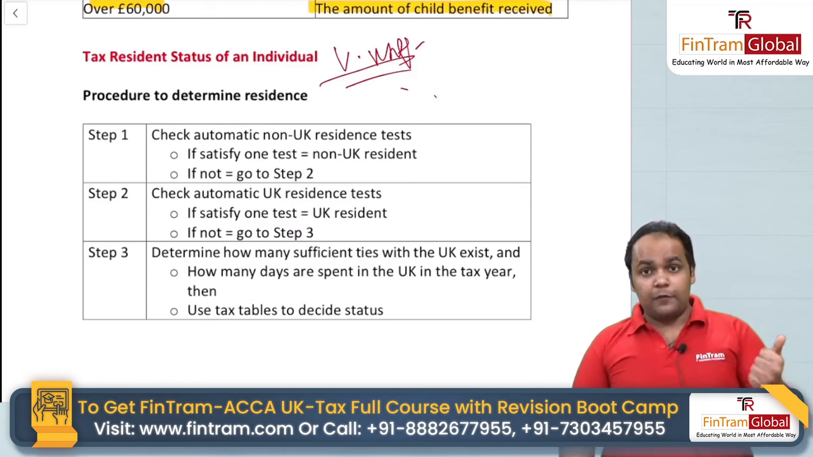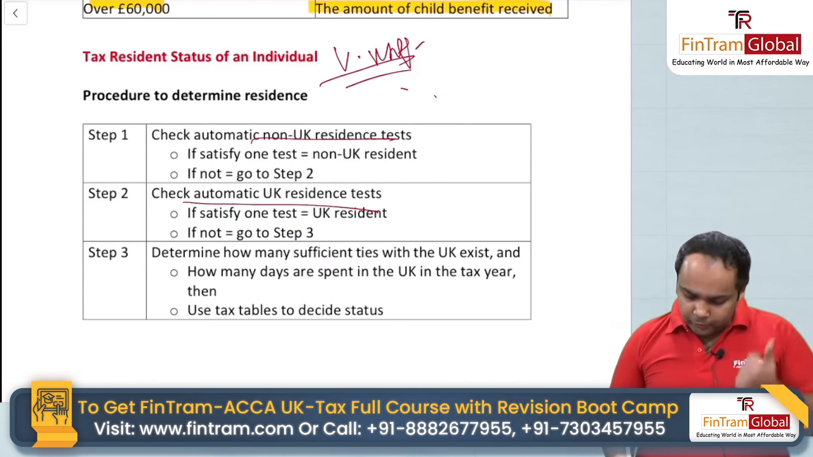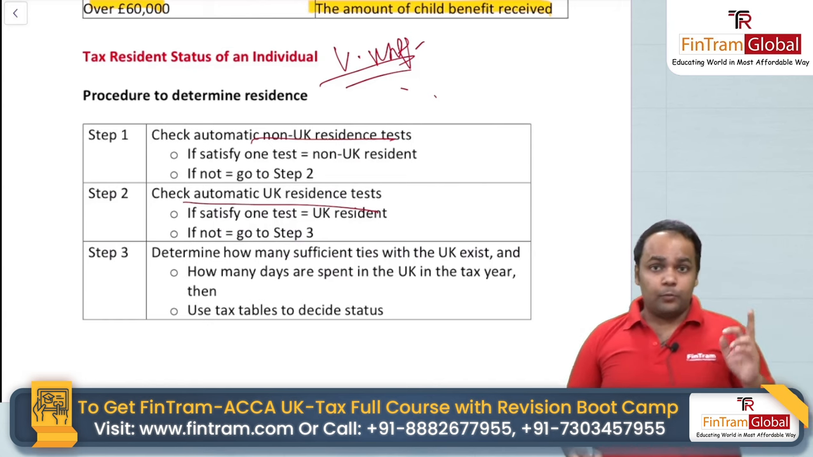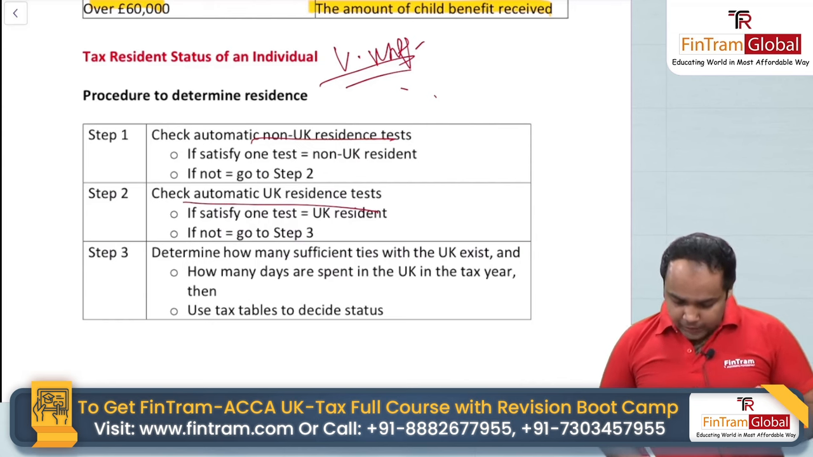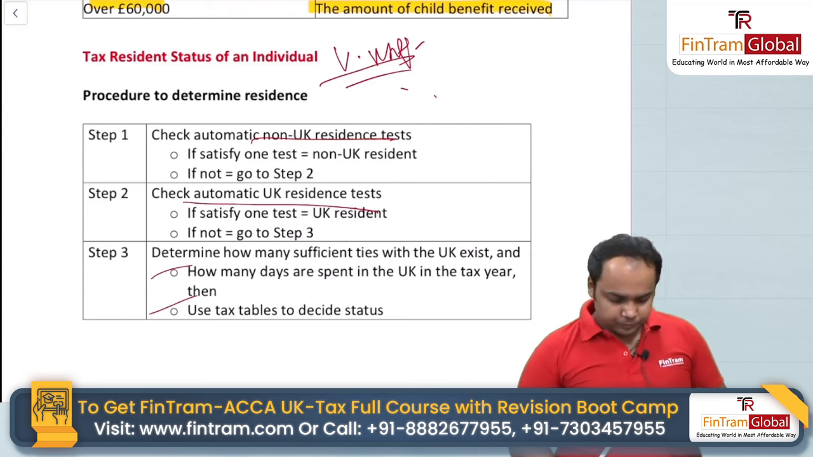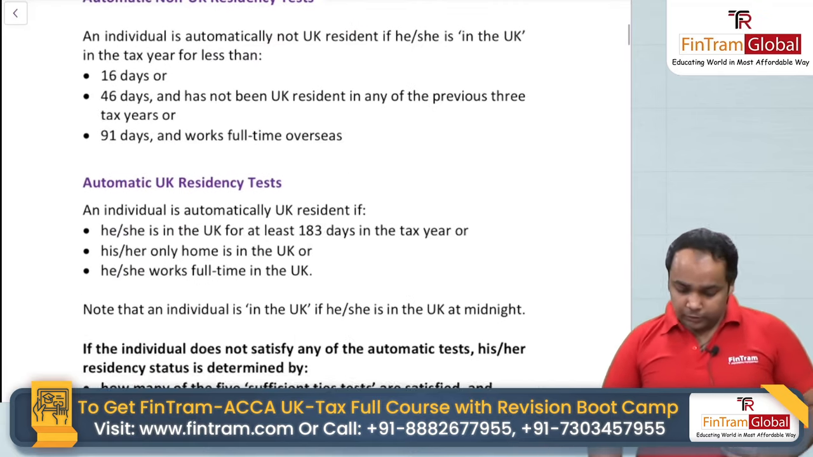The procedure, remember: first determine whether they're automatically non-UK, then see if they're automatically UK residents. If both the answers are no, then you see how many days they have spent in the UK and the number of ties that they have. So let's quickly run through each of them.